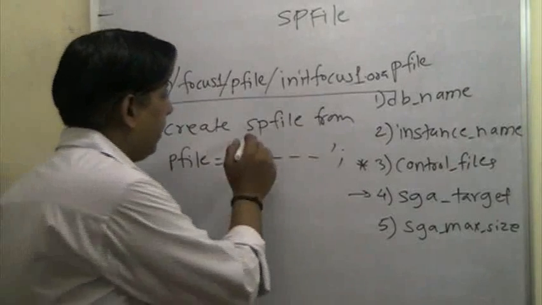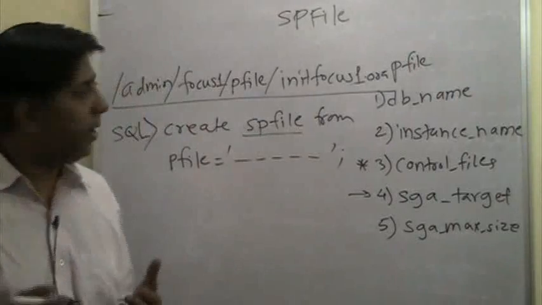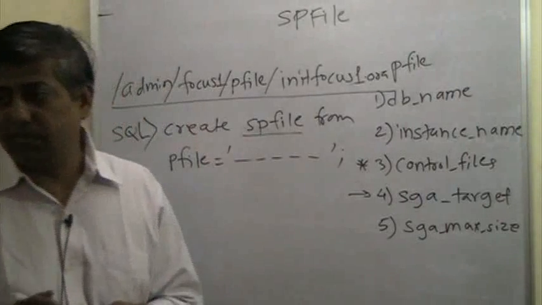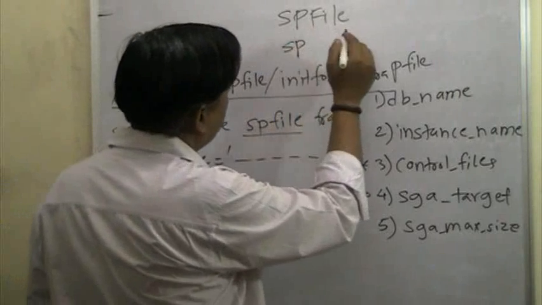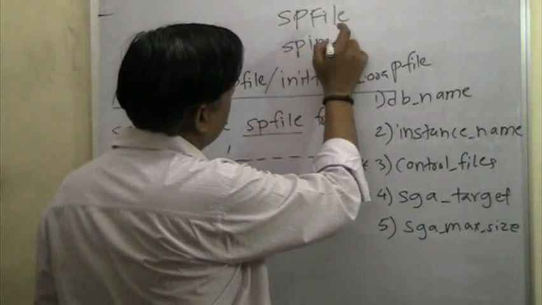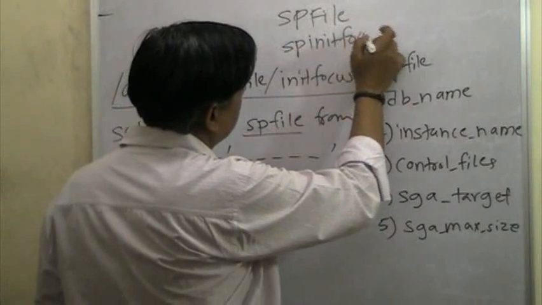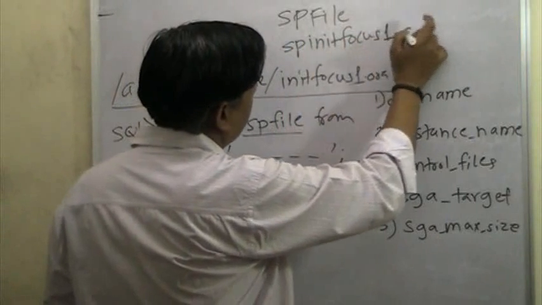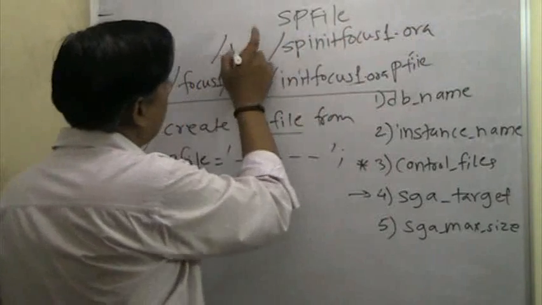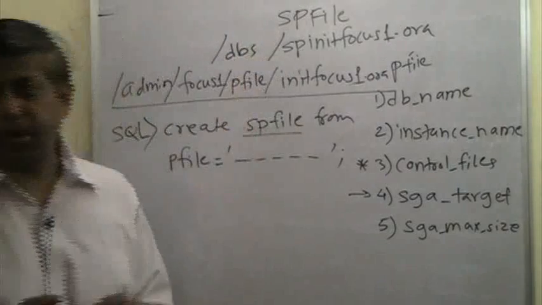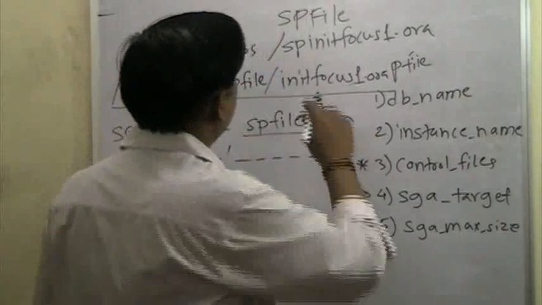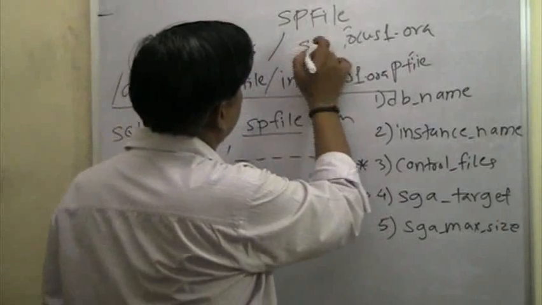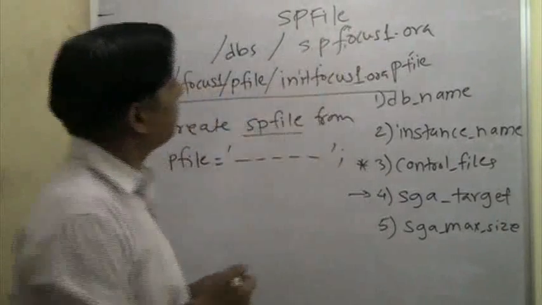A new file gets created, whose name we call it by P file, in the DBS directory. The default location is the DBS directory. The name of that file is what? SP focus 1.ora. This gets created in the DBS directory, which is the default directory. Is that the correct name? SP focus 1.ora. Yeah, correct. You are correct. SP focus 1.ora.